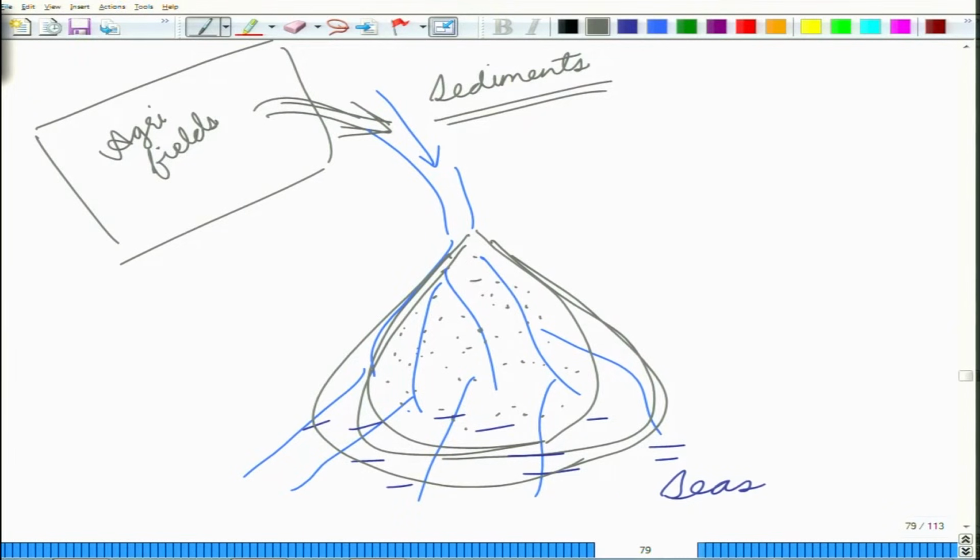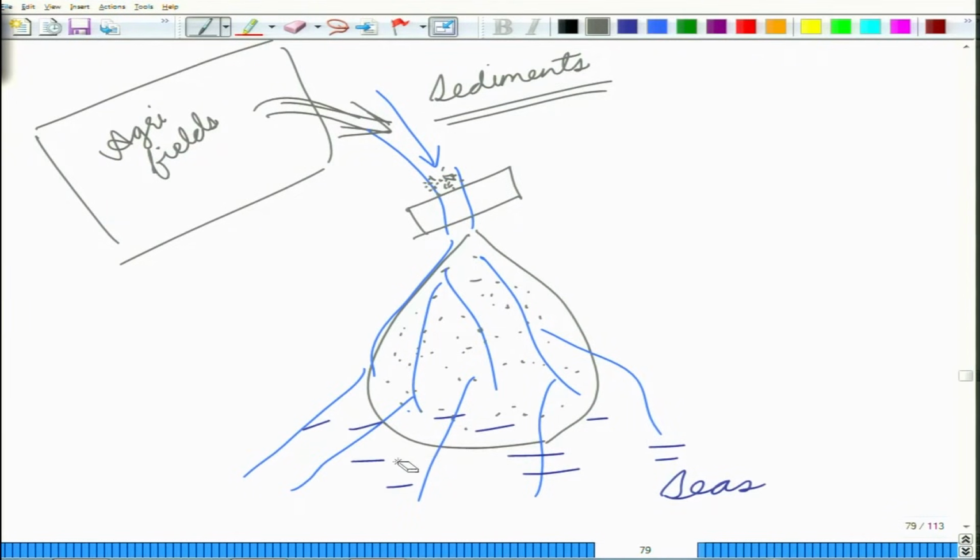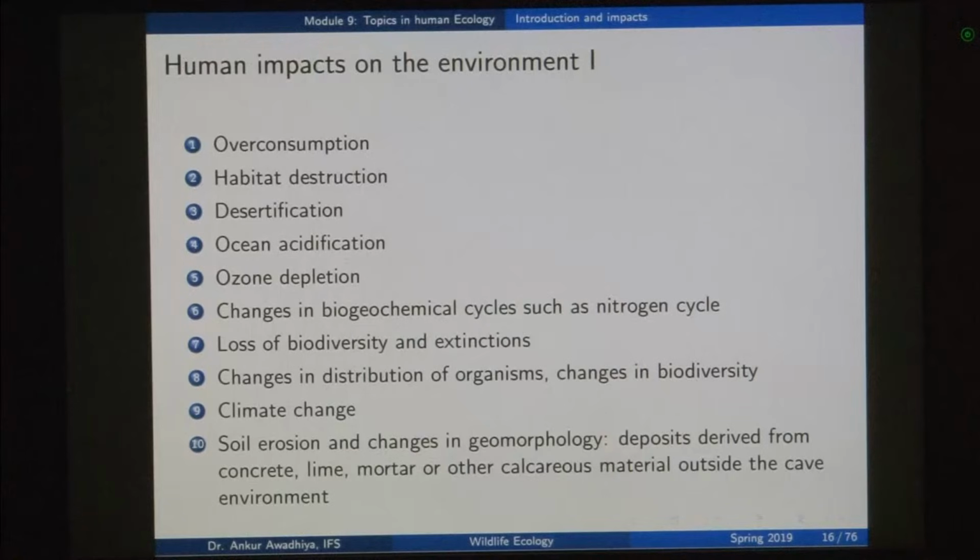Or suppose you reduce the amount of sediments. Let us say we constructed a dam here, and because of this dam, all the sediments that this river was bringing get accumulated here only. So, it does not reach the deltas. In that case, the size of the deltas will start reducing. So, the impacts of human beings are leading to soil erosion, and they are leading to changes in the geomorphology.